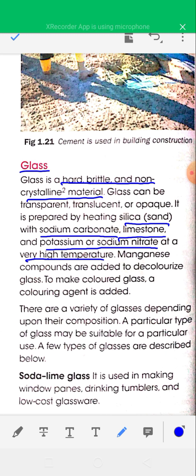Glass is prepared by heating silica with sodium carbonate, limestone, and potassium nitrate at very high temperature. Manganese compounds are added to decolorize the glass, and to make colored glass, a coloring agent is also used.